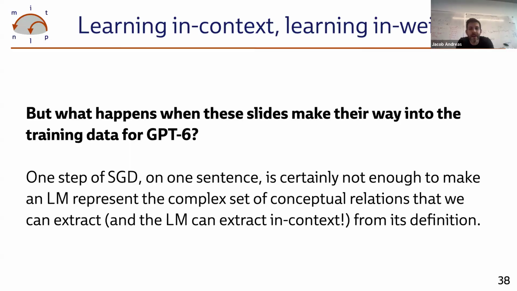In particular, when these slides someday make their way into the training data for GPT-6, and if we're lucky, this new word that we just made up enters the vocabulary, we know that at best, that language model is going to get one step of gradient descent on one sentence introducing the definition of this new word. And this is certainly not going to be enough to make it represent the complex set, like it says here, of contextual relations and conceptual relations that this word participates in.